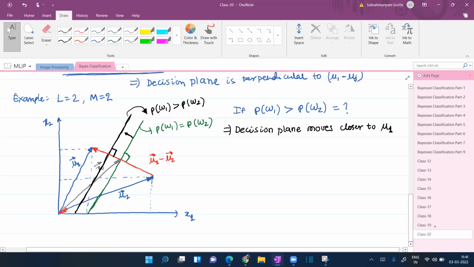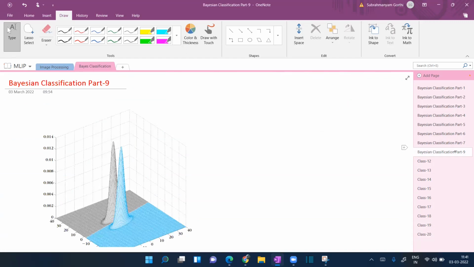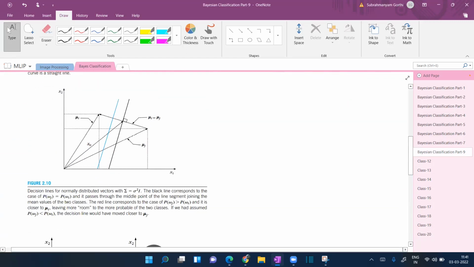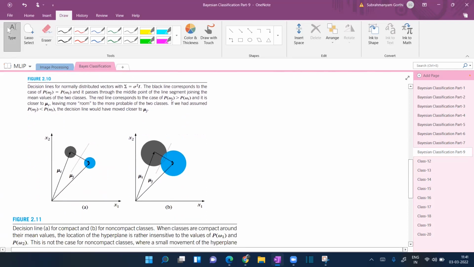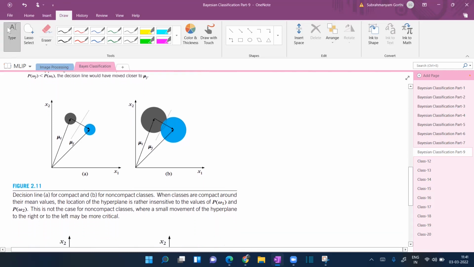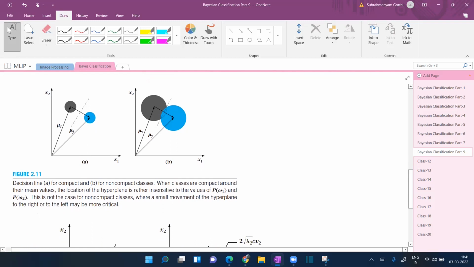In this mode itself, I'll show you some graphs here. So this is what we discussed right now. Now, this decision plane, how critical it is to accurately find it out, and how is this related to the covariance matrices of the two classes that you would notice from this figure that you see here.